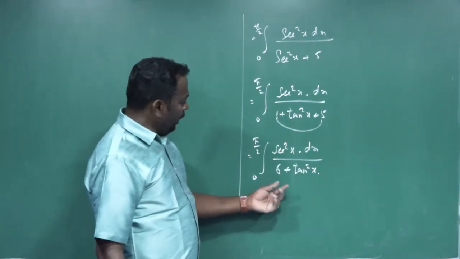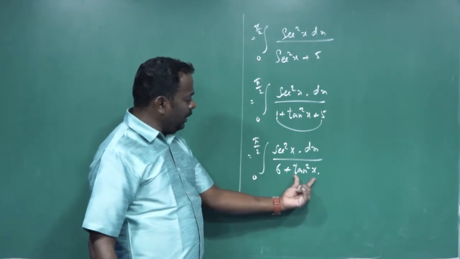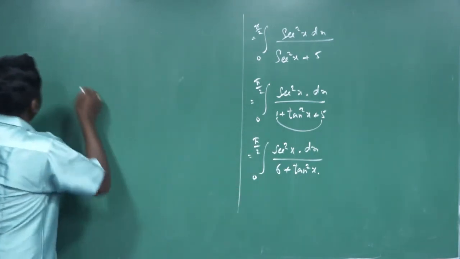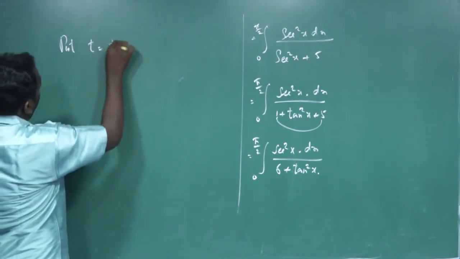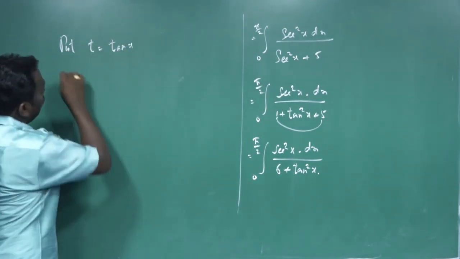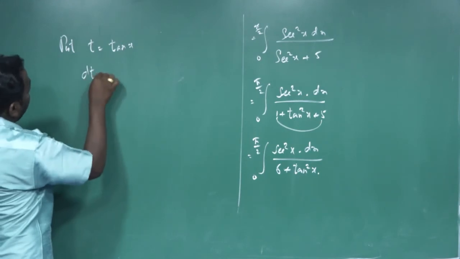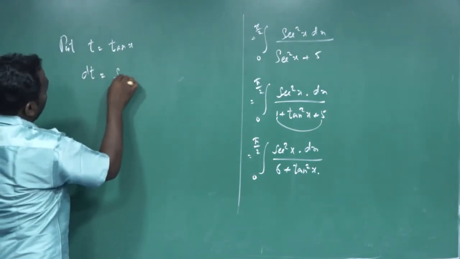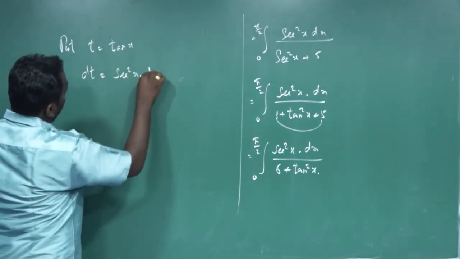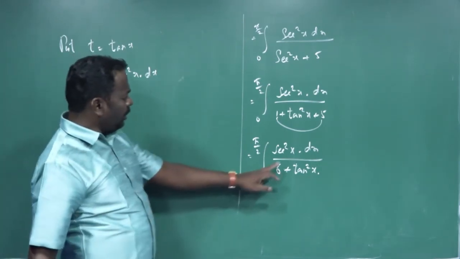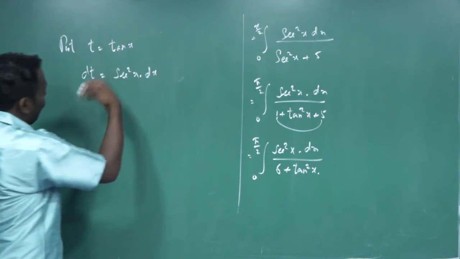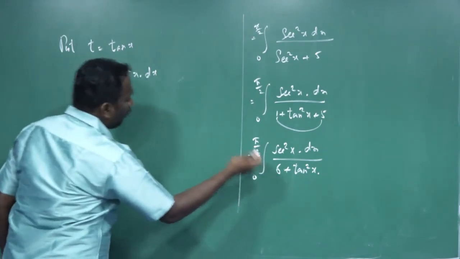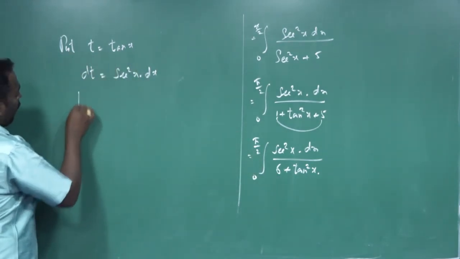What we have to do in the next line: put t equal to tan x. Differentiating, dt is equal to the derivative of tan, which is secant square x into dx. Therefore, instead of the term secant square x dx we replace it with dt. Now we have to convert the x variable to the t variable, so we have to find out its range.